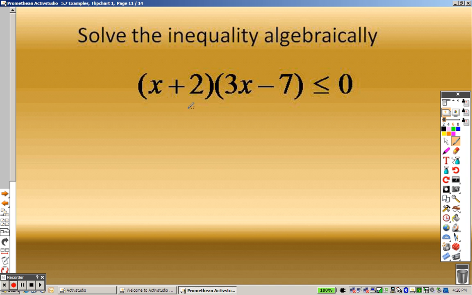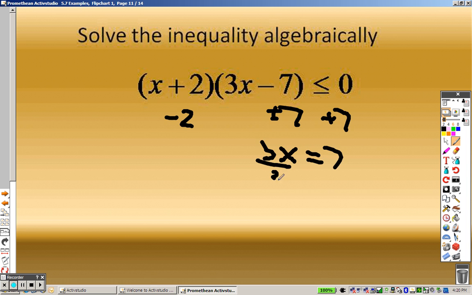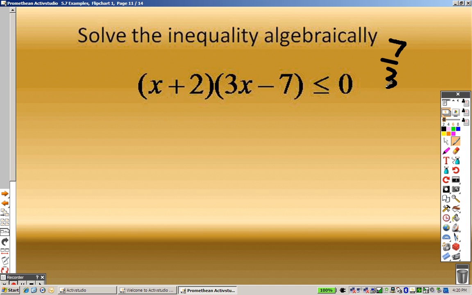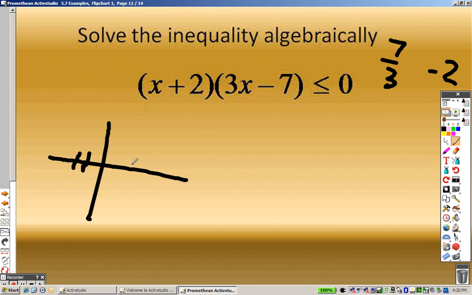This one's already factored for me, so that's negative 2. And to solve that one, I would add 7 to both sides. So I get 3x equals 7. Divide by 3. So I get x equals 7/3. So I get 7/3 and negative 2. Here's negative 2. And 7/3 is like 2 and some change.